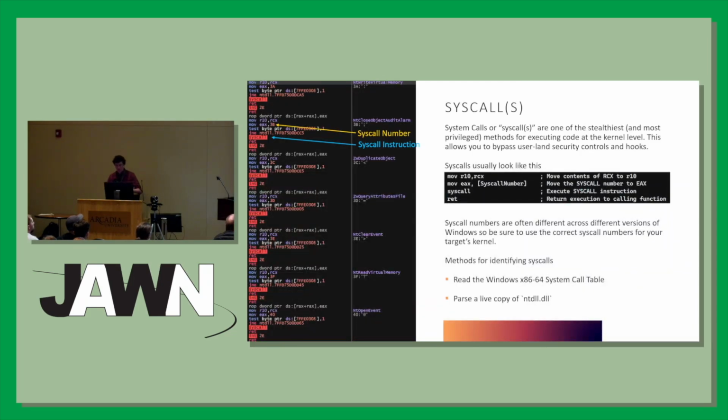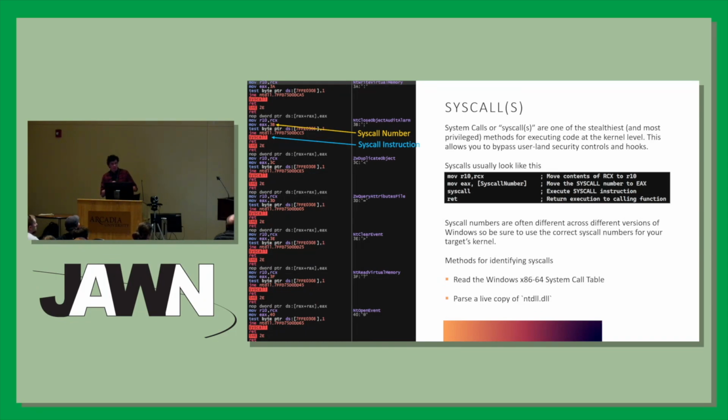So next, bear with me here. It's going to get a little complicated. I'm going to do the best to make it not that complicated. So next is syscalls. So system calls, or otherwise known as syscalls, is one of the most stealthy and most privileged ways of executing your code. And it allows you to bypass all userland controls and hooks.